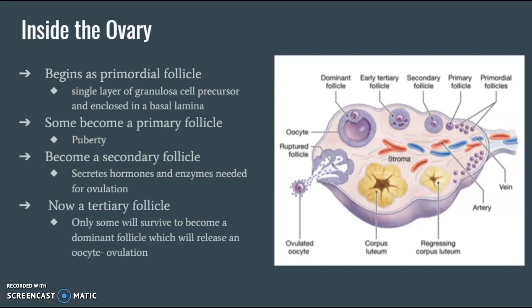Development will continue into a secondary follicle, which will start producing hormones and enzymes needed for the following steps I will be talking about. Under normal circumstances, only one tertiary follicle will become a dominant follicle, which will release an oocyte, which is known as ovulation.